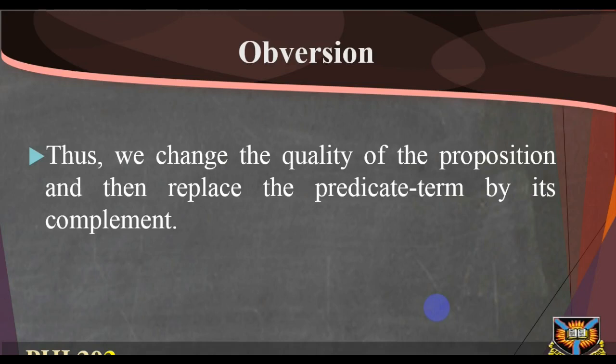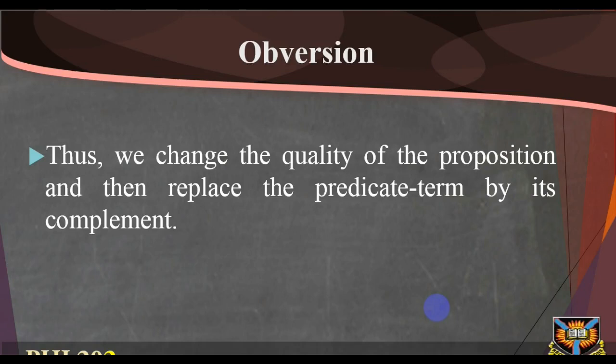Obverse. Some men are non-politicians. The original proposition is called the obvertend, while the new one is called the obverse. Obversion is a valid form of inference for all the categorical propositions.